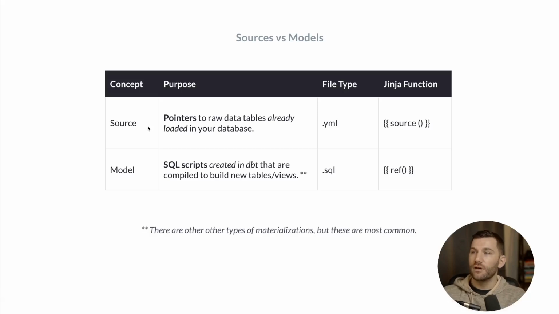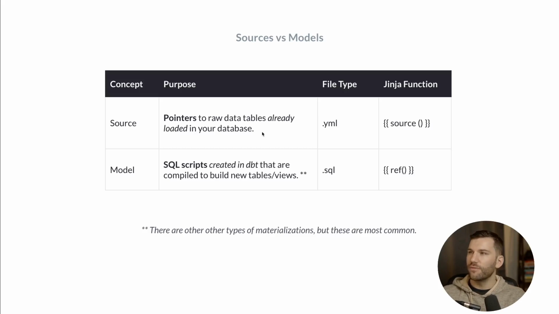First, we have a source. And when you hear the word source in DBT, the way I think about them is they're pointers to raw data tables already loaded in your database. So we're talking ELT, right? This is kind of where this fits in. It's that extract and load, that raw data table. That's a source in the DBT world. Think of it as a source.